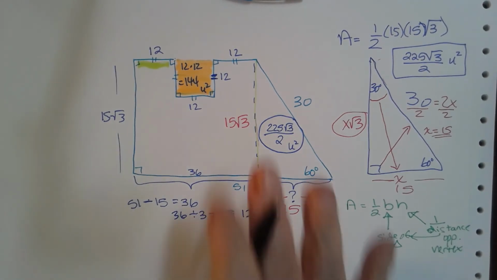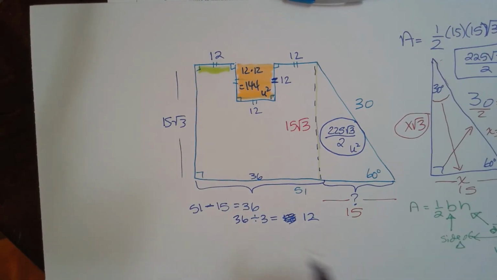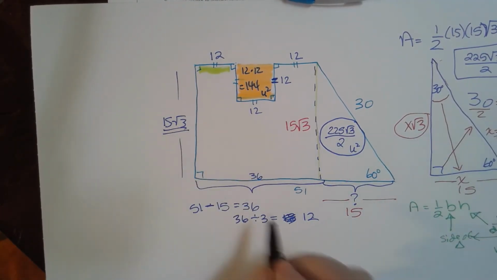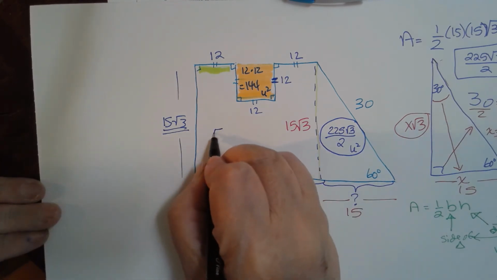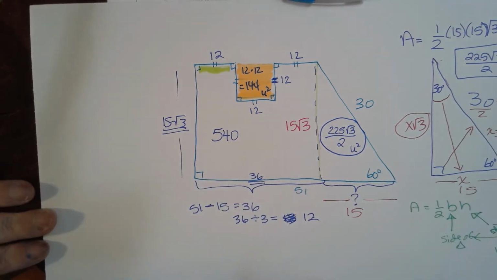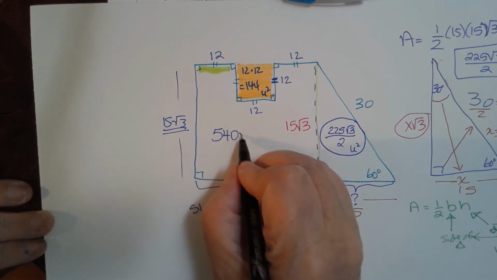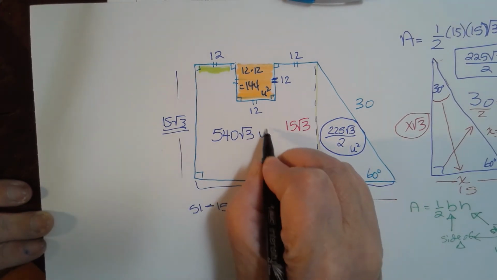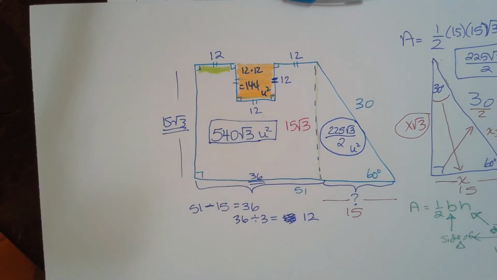All right, so now what I need to do is find the area of the big rectangle. To do that, I'm going to multiply length times width. So if I take 15 and I multiply that by 36, I get 540. So this is 540, the 15 times the 36. There's also going to be a square root of 3, and the units are squared. So this is the area of the rectangle.